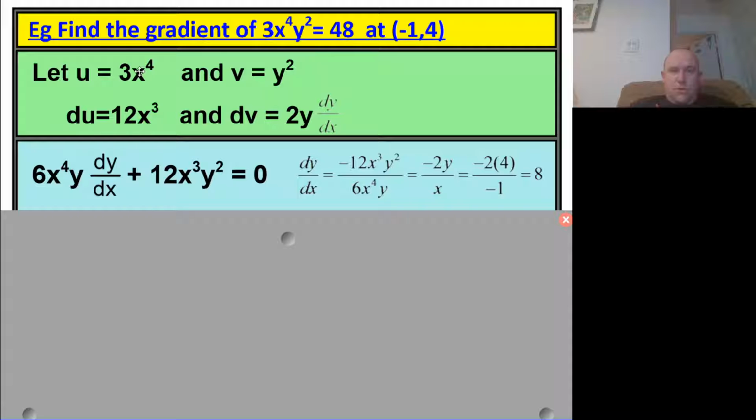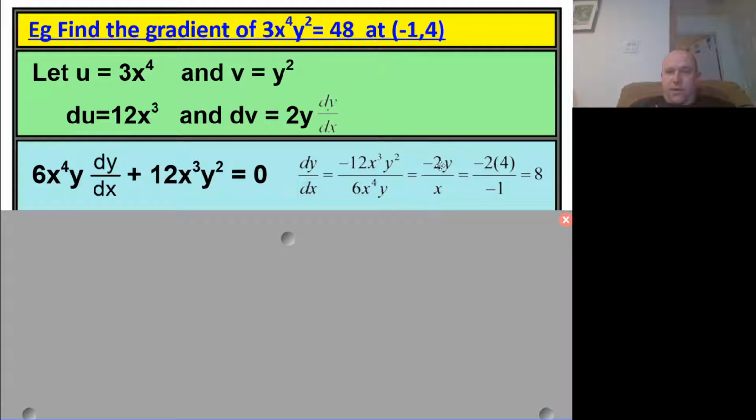I can use the u dv. So when I multiply these two together, I would get this, plus v du, that would be these two multiplied together, equals the differential of 48, which is 0. Then from here, I want to solve for dy by dx. So bring this term to the side, make it negative, and then instead of timesing by 6x to the 4, I can divide by 6x to the 4.